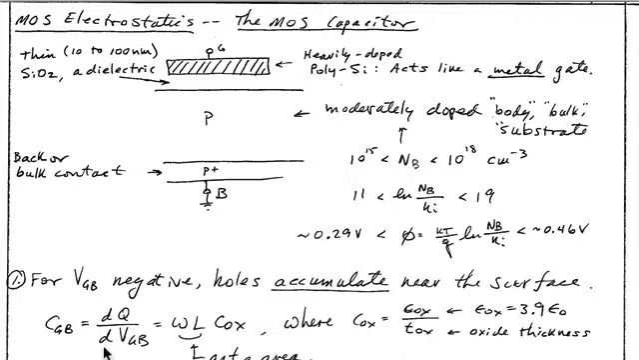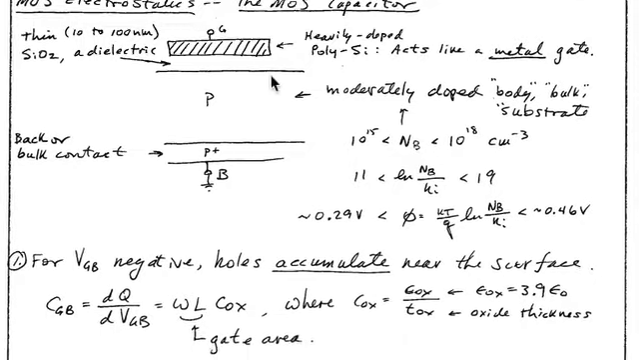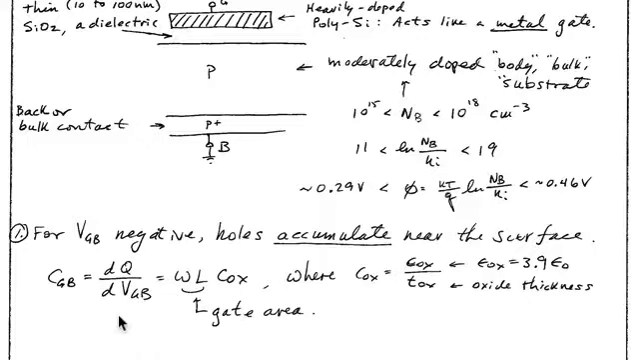As you apply a negative voltage on the gate with respect to the bulk, an electric field is formed which attracts holes to the surface where they accumulate. The capacitance of the structure is given by the change in the charge due to a change in the gate to bulk voltage. The structure forms effectively a parallel plate capacitor.